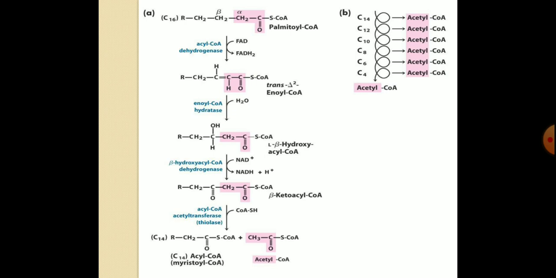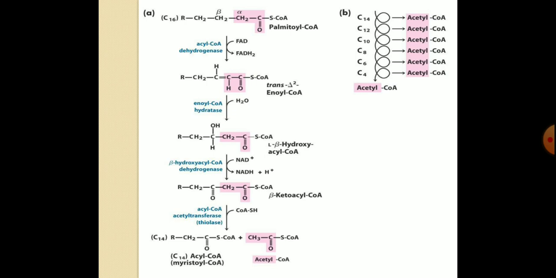This is a member of thiolase family, and there is formation of acetyl coenzyme A and another fatty acyl coenzyme A, which is 2 carbon shorter than that of palmitic acid. The name of the compound is myristoyl coenzyme A.